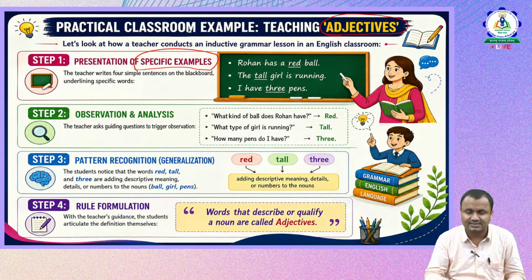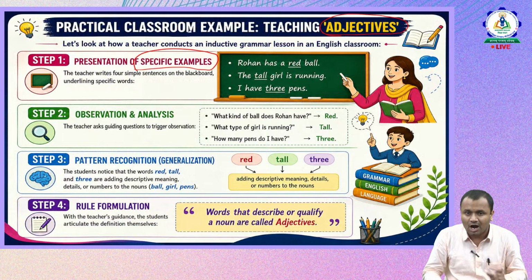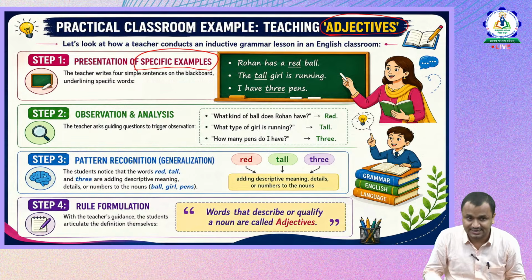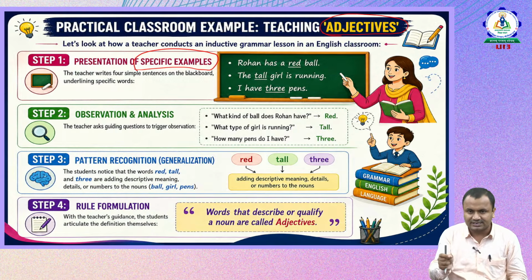Then again we have asked the second question, what type of girl is running? What means the feature of the girl? Then the student will say tall. How many pens do I have? Student will say 3. Now gradually students will realize that there is some pattern in this: red, tall, 3. What is that pattern?